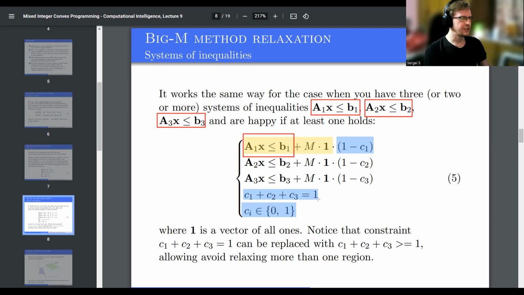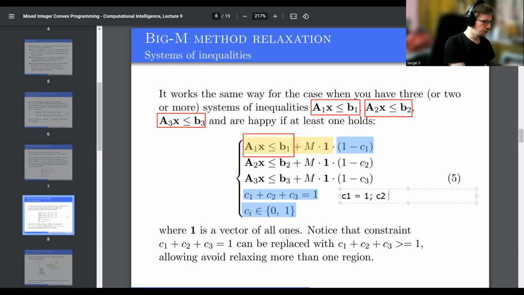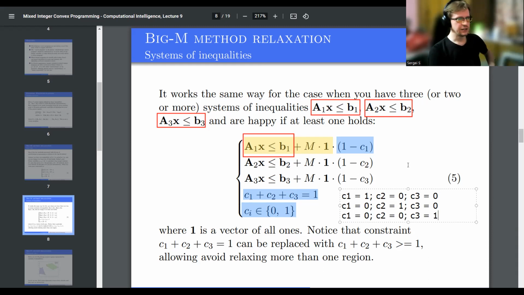If you think about this constraint, it leaves us with 3 possible scenarios. Before there were 2 scenarios, now there are 3 scenarios. First, C1 is equal to 1, C2 is equal to 0, C3 is equal to 0. That is the first scenario. Second scenario, C1 is equal to 0, C2 is equal to 1, C3 is equal to 0. And that's the second scenario. The third scenario, C1 is equal to 0, C2 is equal to 0, C3 is equal to 1. That is the last scenario. So let us consider all of those one by one, same as we did before. We'll just go a little bit faster.